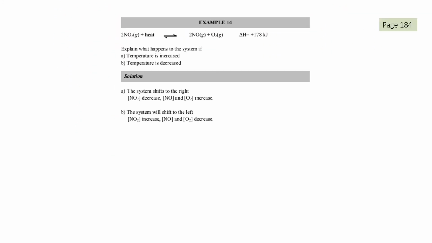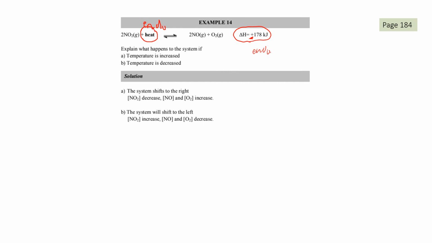Okay. Kita tengok pada example number 14. Page 184. Yang ni dia bagi. Kalau awak tengok from the equation, heat dia ada pada side reactant. Dan maksudnya dekat sini, ini adalah endothermic reaction. Reconfirm kat sini, awak tengok ini, delta H awak adalah dalam positive value. So, reconfirm, ini adalah endothermic. So, explain what will happen to the system if the temperature is increased.